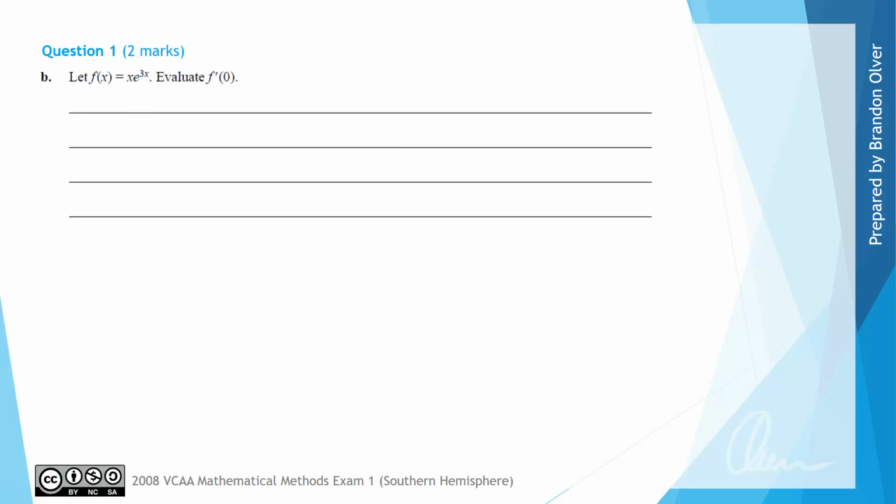For part B, we have f of x equals x e to the power of 3x, and we're asked to evaluate the derivative f dashed of x when x equals 0. For this function we can recognise two functions multiplied together, so we can use the product rule for differentiation. When we apply the product rule, we can let u equal x, and the function v equal e to the power of 3x. Therefore du/dx is going to equal 1, and dv/dx is going to equal 3e to the power of 3x.